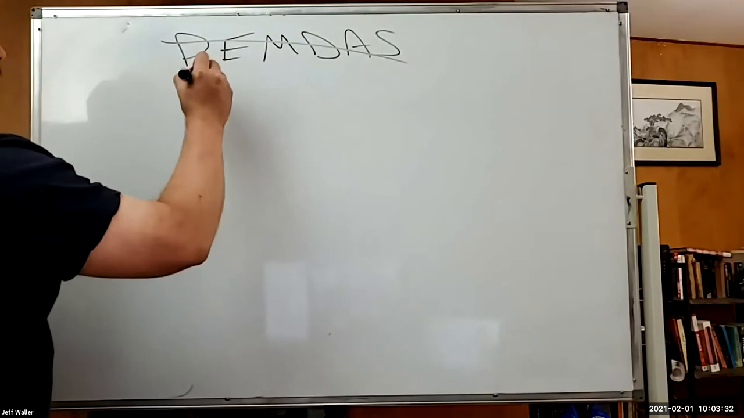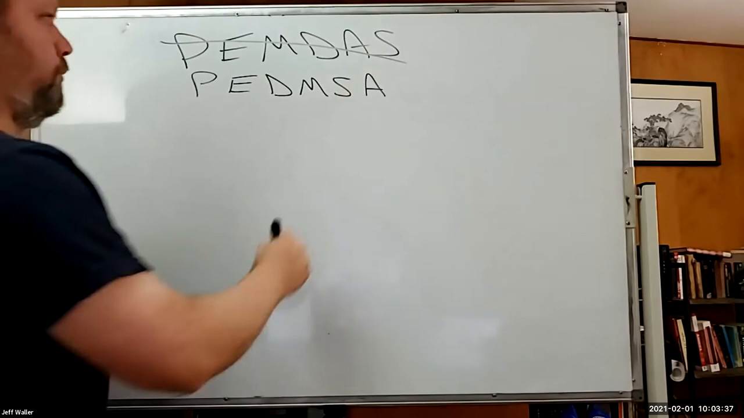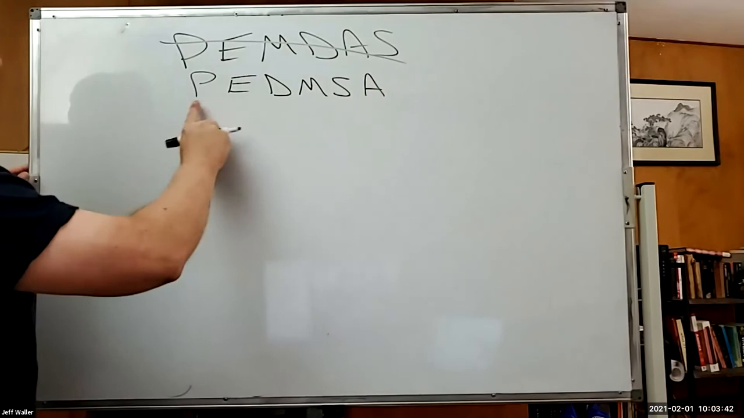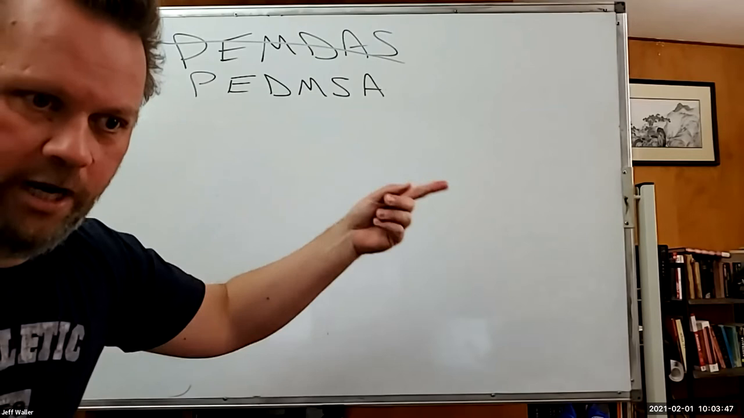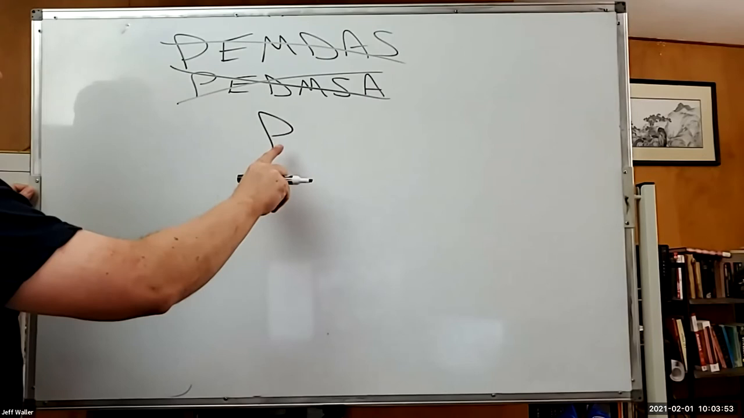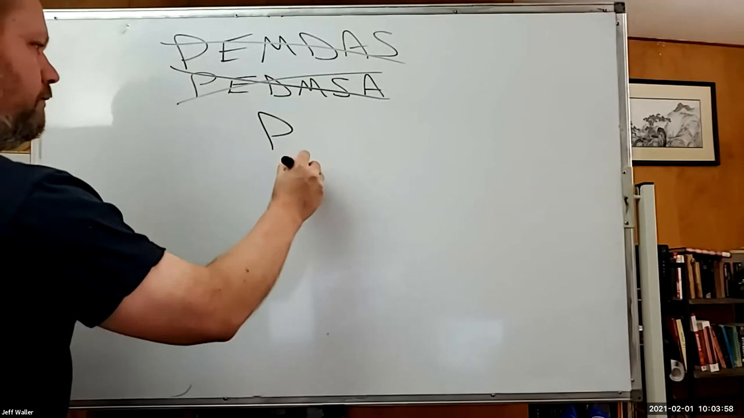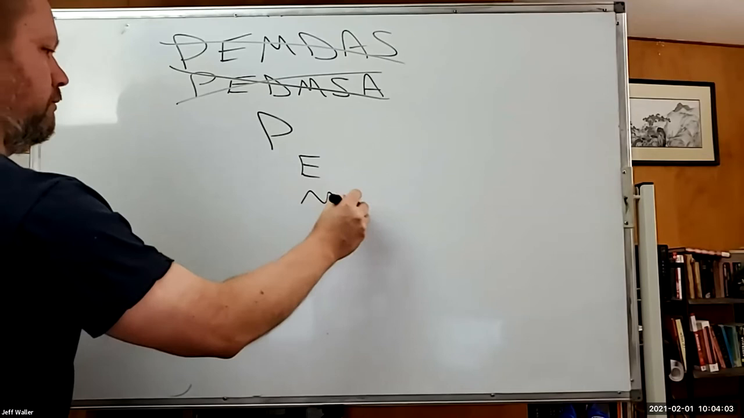Real quick. Which one of these is easier to say? PEMDAS. But it could have been PEDBASA, right? But then you sound like you're drunk. I'm going to use PEDBASA. So the way I like to write this is, what do these letters represent? What is P? Parentheses. Exponents. MD. Multiplication, division.